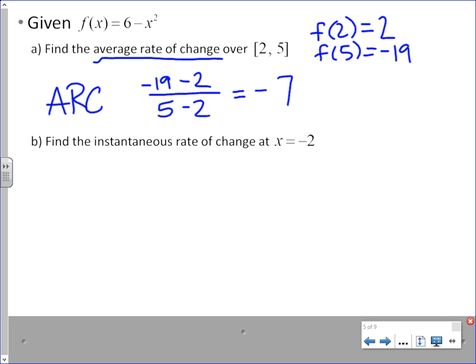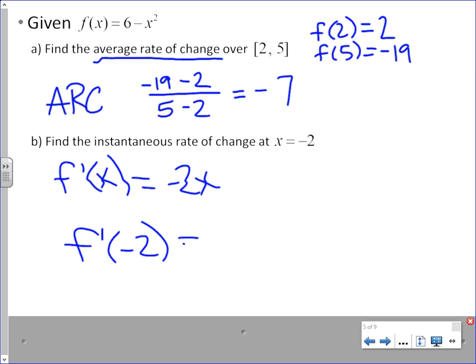Instantaneous rate of change at x equals negative 2. CJ, what would that be? 4. And how'd you get that? Plug negative 2 into the derivative. So the derivative we found earlier was negative 2x. If we plug in negative 2, we get an instantaneous rate of change.